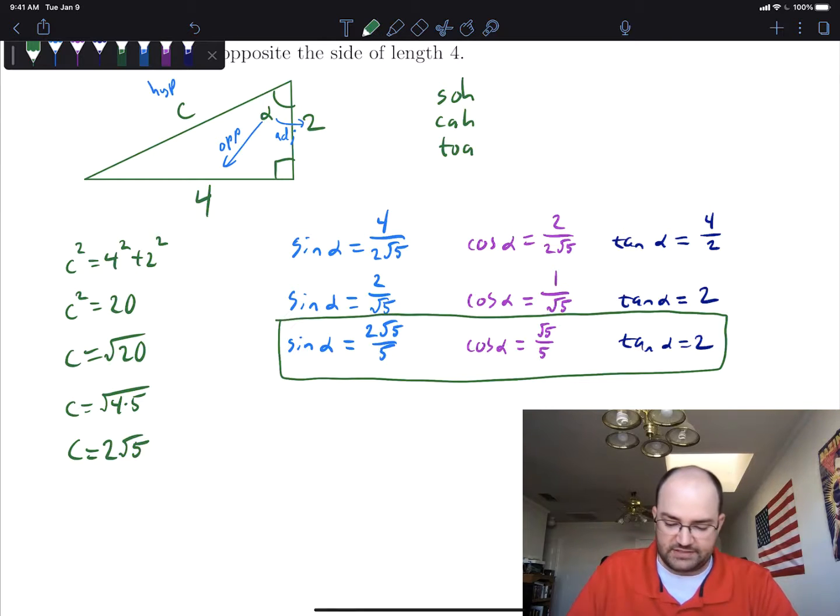If we wanted all 6, we would then just do the reciprocals of these, and that would give us the reciprocals. So cosecant would be root 5 over 2, secant would be root 5, and cotangent would be 1/2.